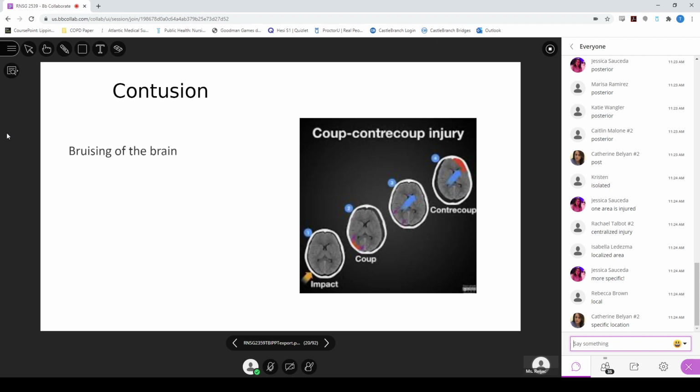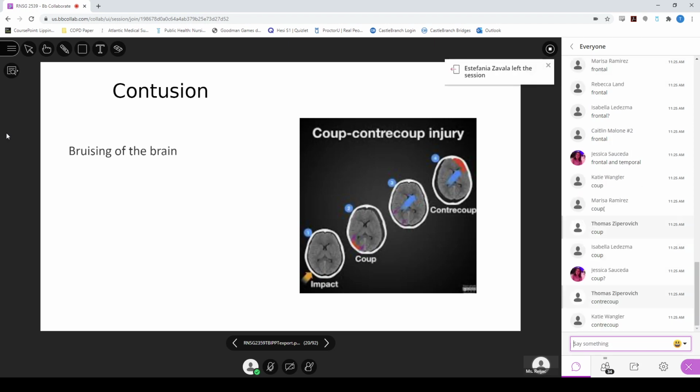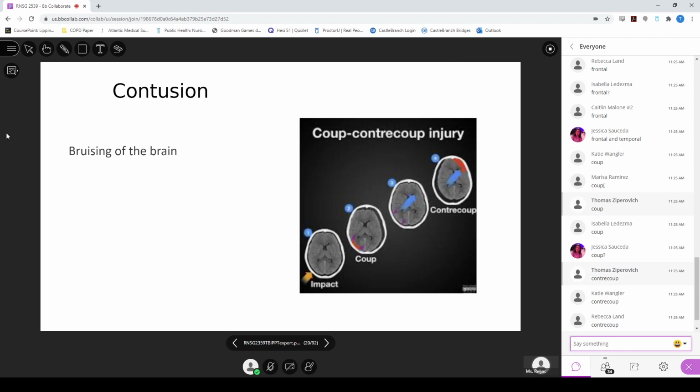And those are contusions that happen, and that's just bruising of the brain. Where's the most common area of this injury? Where do contusions usually happen in the brain? Which lobe? Yeah, frontal or temporal lobe. So either one of those, frontal or temporal. And what's the injury site? What's the impact called? Where the injury site is from the impact? Yes, that's right, coup. And then the injury on the opposite side of the impact is the contrecoup. Good job.